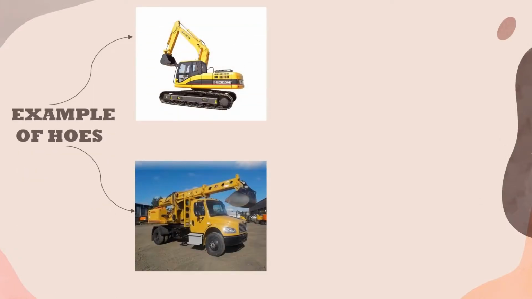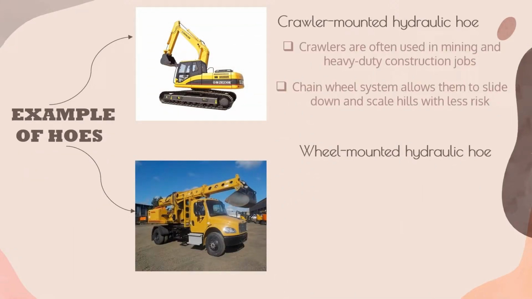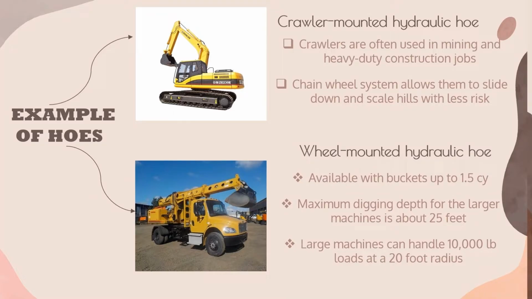There are two examples of hoe. Firstly is the crawler mounted hydraulic hoe. This hoe has crawlers that are often used in mining jobs and heavy-duty construction jobs, for example at highway, sewer, pipeline and railroad sites. The chain wheel system allows them to slide down and scale hills with less risk, making them suitable for grading hilly areas and landscaping uneven terrain. While slower than other excavators, crawlers provide overall greater balance, flexibility, and stability.